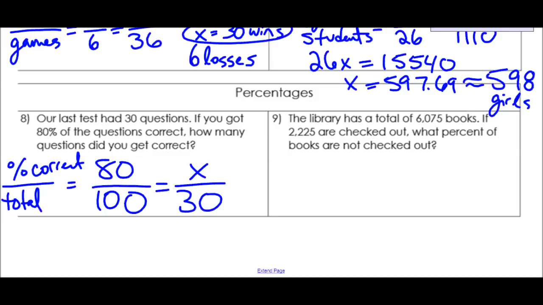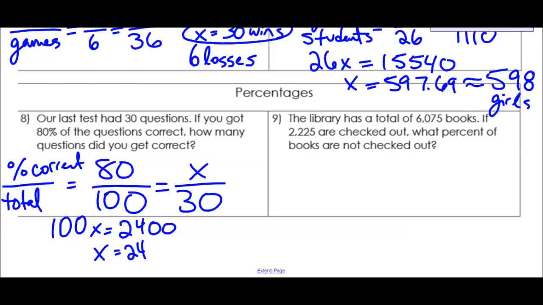So we cross multiply, you get 100x. And 30 times 80 is 2,400. We divide 2,400 by 100. And we get that x is 24. Which makes sense. We're getting most of the questions correct. 24 out of 30 is a pretty good percentage. You could also work backwards to figure out how many you got incorrect. That's just 6. You're really just doing 30 minus the 24.